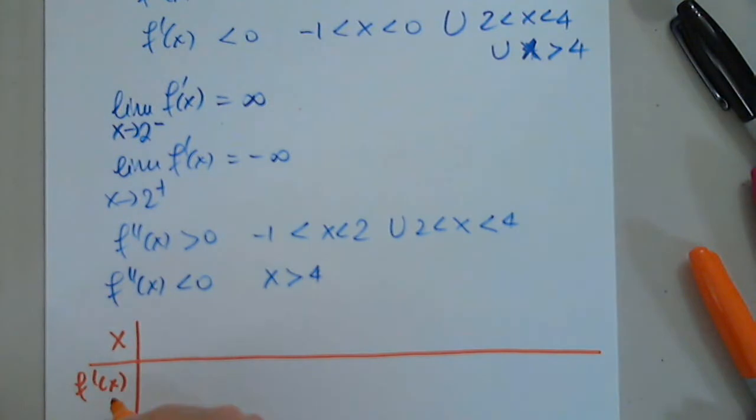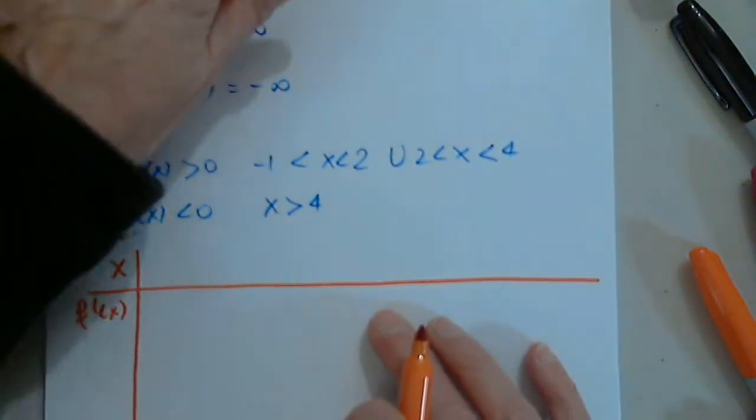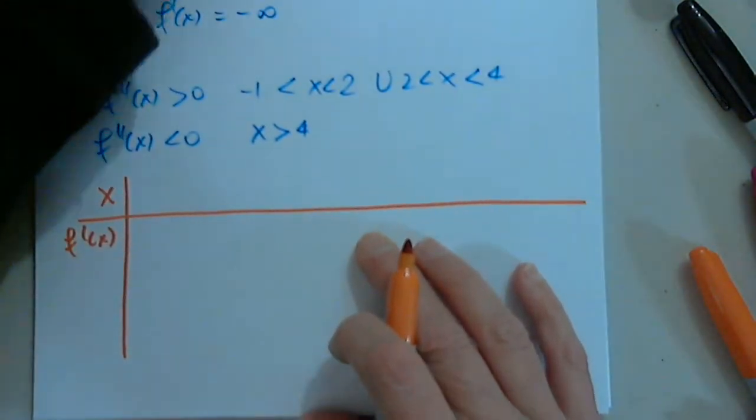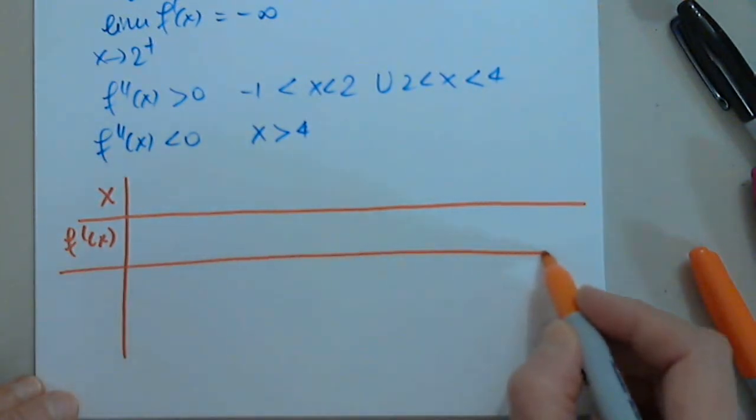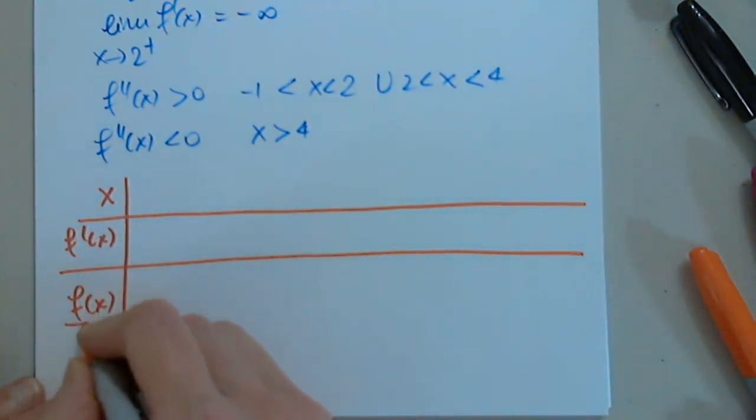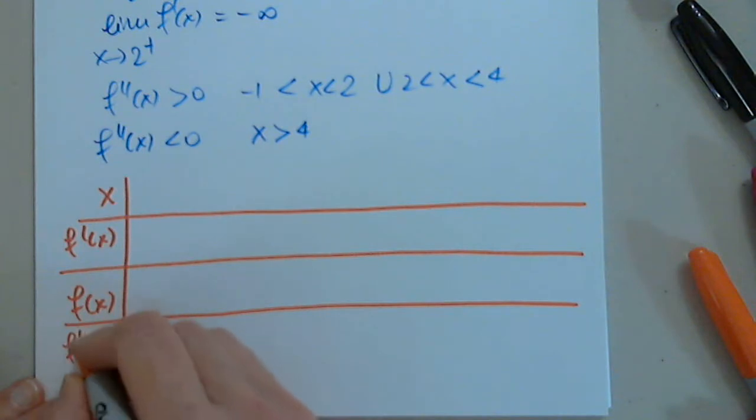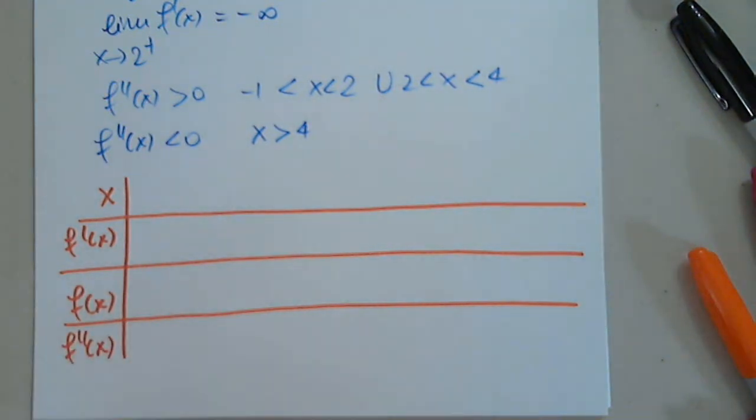f prime, second derivative. I'm pushing my computer further. Okay. F of x and the second derivative. Okay, I will cross them out. Don't do that. I just need to make sure that I took care of everything.